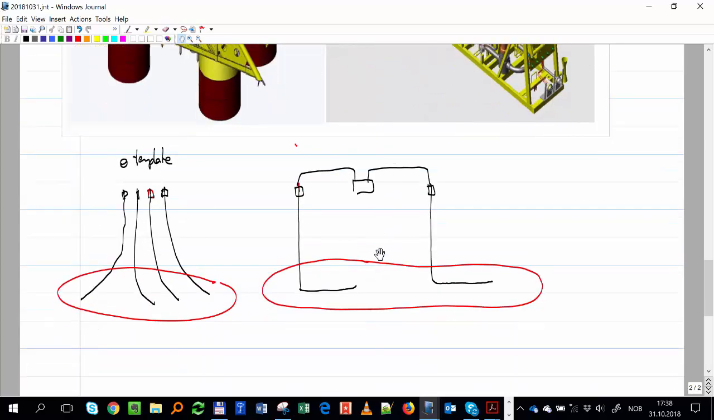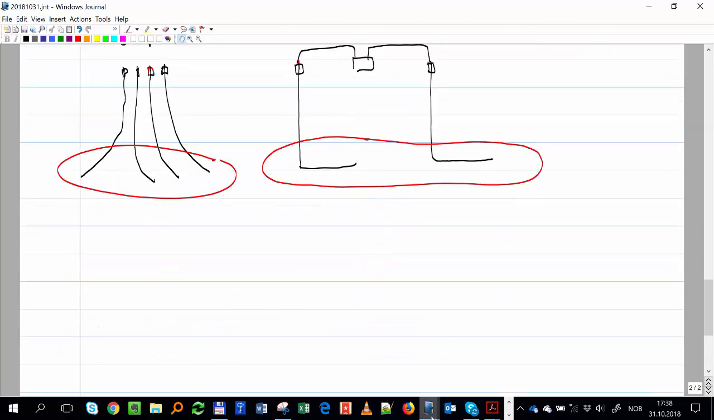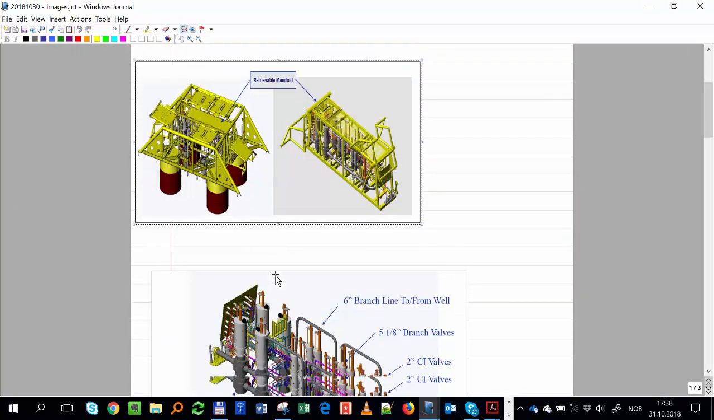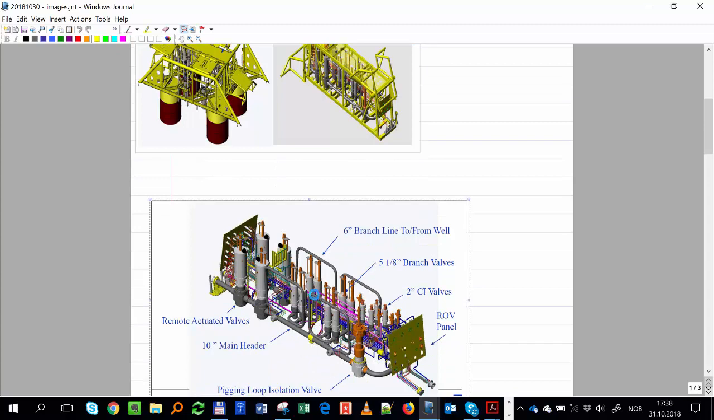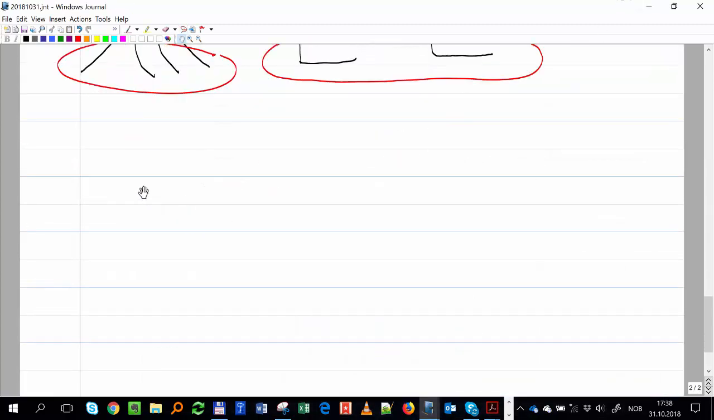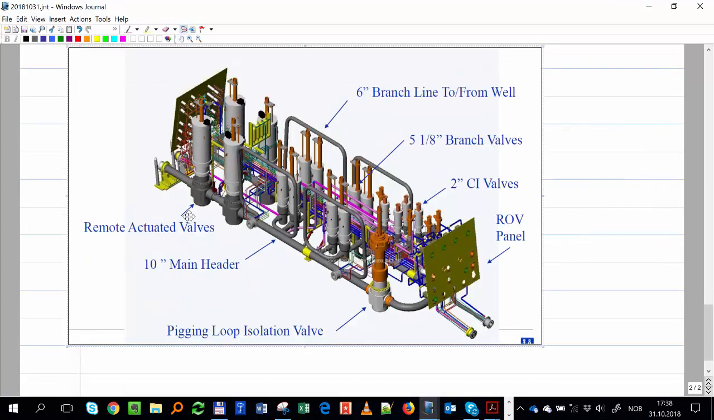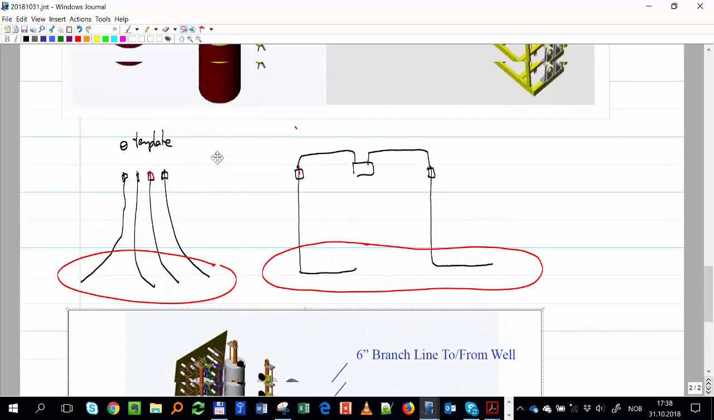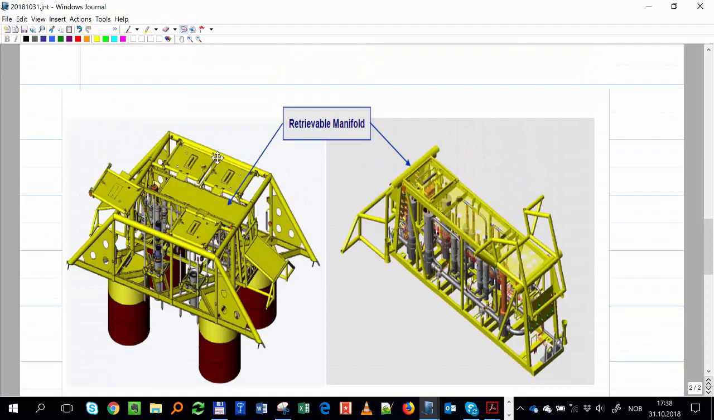So let's see how it looks. Let's see if we recognize some of the things that we were discussing in class. So I took out the cover of the manifold. Okay. So first, where do you have the connection to the main pipeline that will take it to the FPSO? Just a quick one. The manifold is the head. The same. The manifold is the structure that contains the header.